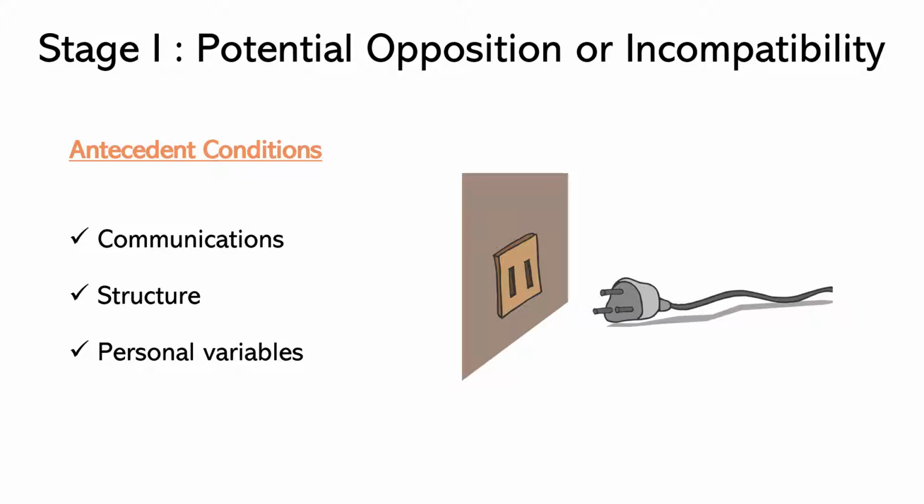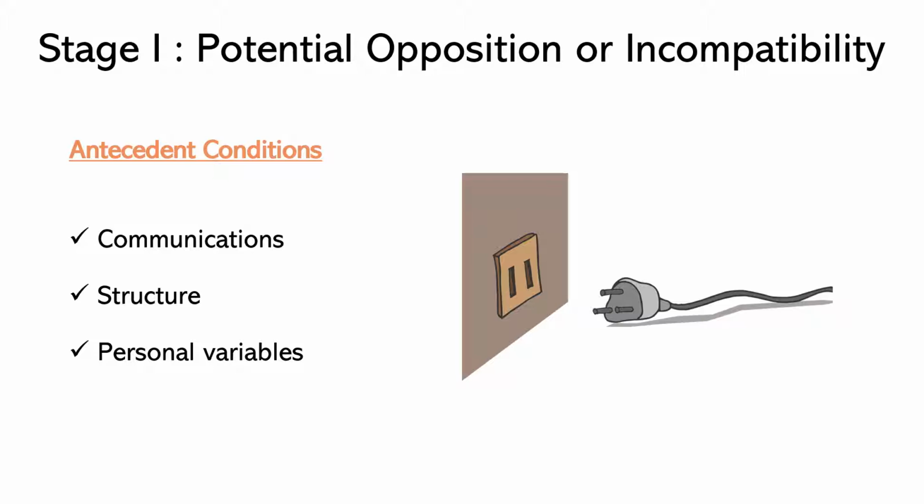Next one, in the structure also, you have a leader. If you set unclear goals, the goals are not specified well, then conflict can also arise. Next one, personal variables. Personal variables just simply means that each and every individual has their own value systems and their own personality types, and because of that, conflict can come.